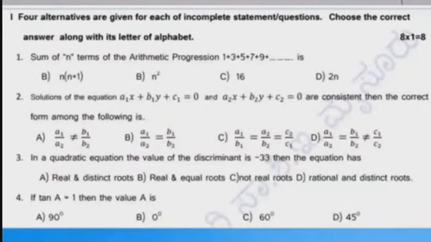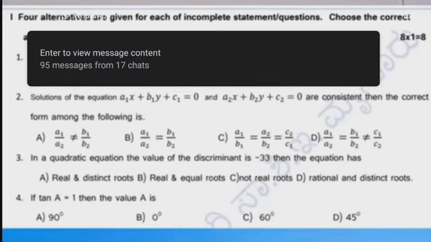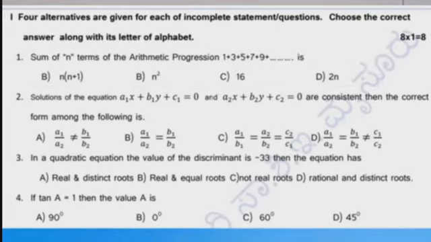So the next question is: if the solutions of the equations a1x plus b1y plus c1 equals 0 and a2x plus b2y plus c2 equals 0 are consistent, then the correct one from among the following is. Okay. So they have given some options. A1 by A2 is not equal to B1 by B2. A1 by A2 is equal to B1 by B2. A1 by A2 equals B1 by B2. A1 by B1 equals A2 by B2 equals C2 by C1. A1 by A2 is equal to B1 by B2 is not equal to C1 by C2. This is the options they have given.